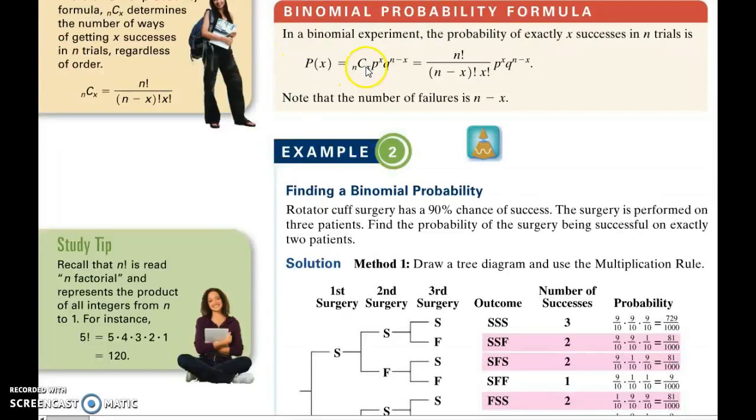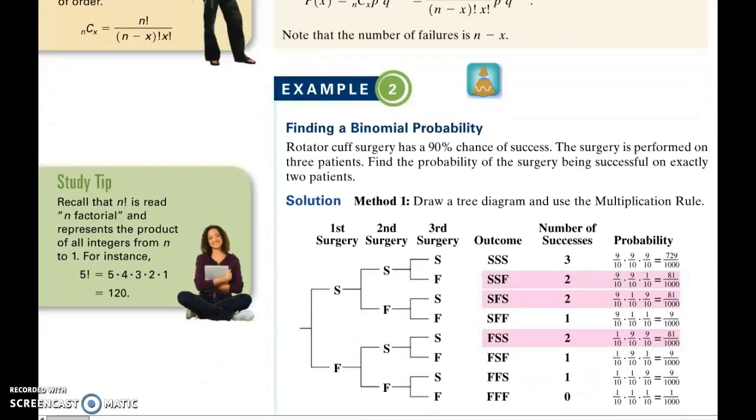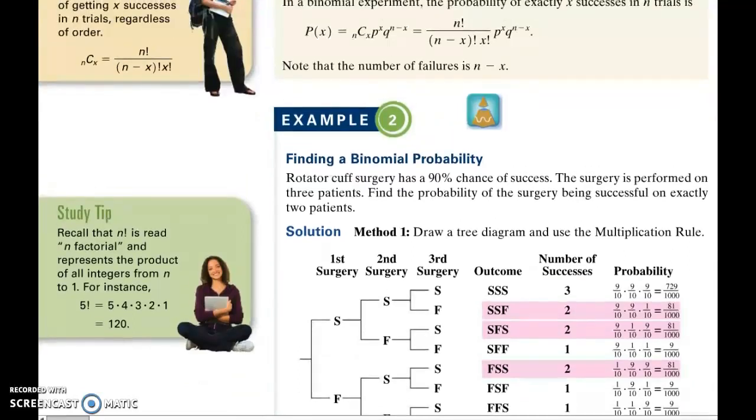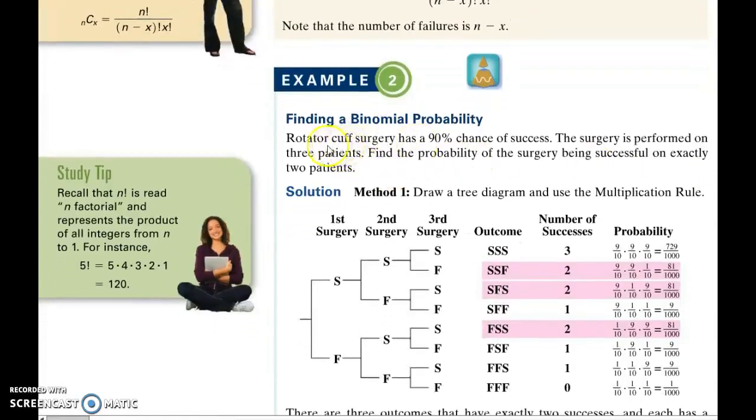Here's the formula we use to calculate the probability of a certain number of successes out of N trials. And I'm going to show how to do it in Excel. It's really easy in Excel compared to trying to work out this formula by hand. But this formula is all based off of the multiplication rule of probability, so I'll touch on that briefly. We're looking at a rotator cuff surgery example here. 90% chance of success. So our chance of success is 0.9. And the surgery is performed on 3 patients. Find the probability of the surgery being successful on exactly 2 patients.